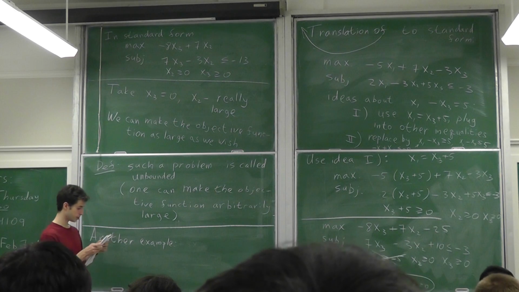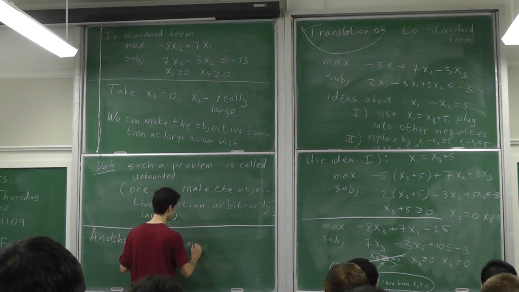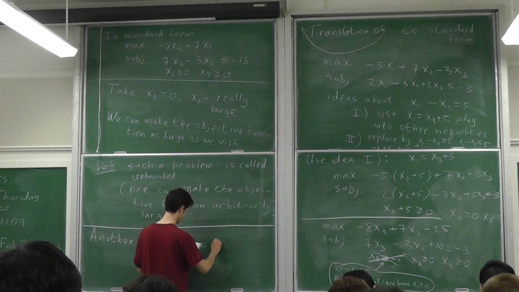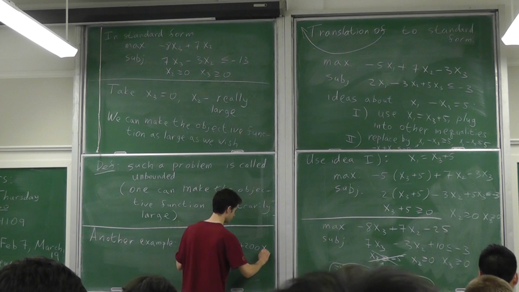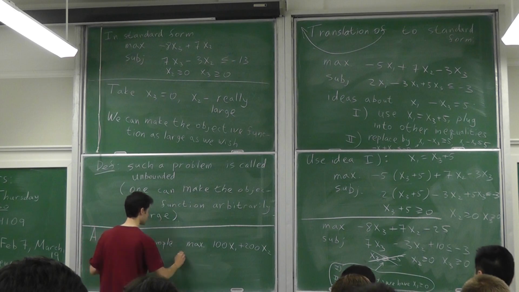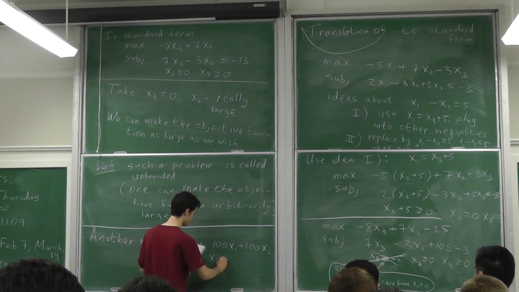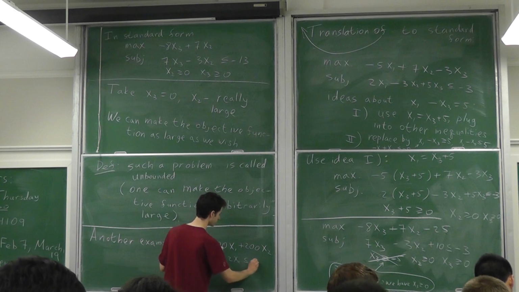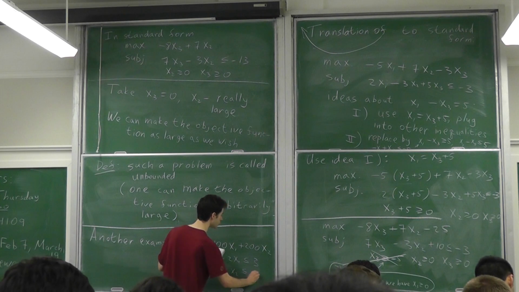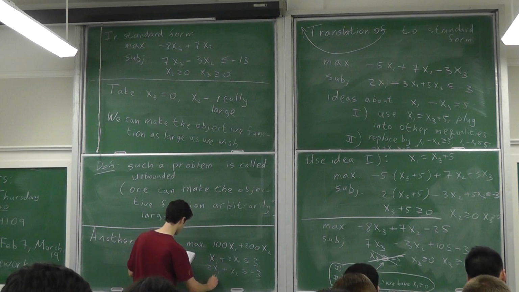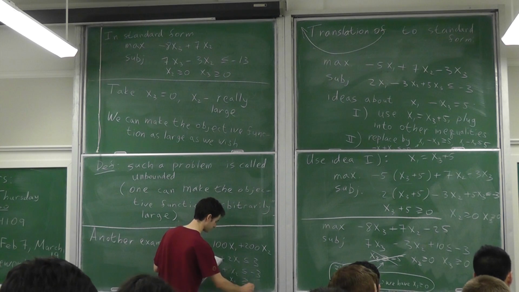The example will be: maximize 100x1 plus 200x2 subject to the following things. x1 plus twice x2 is more or equal than 3. 2 times x1 plus x2 is more or equal than negative 3. x1 plus x2 is bigger or equal than 1.